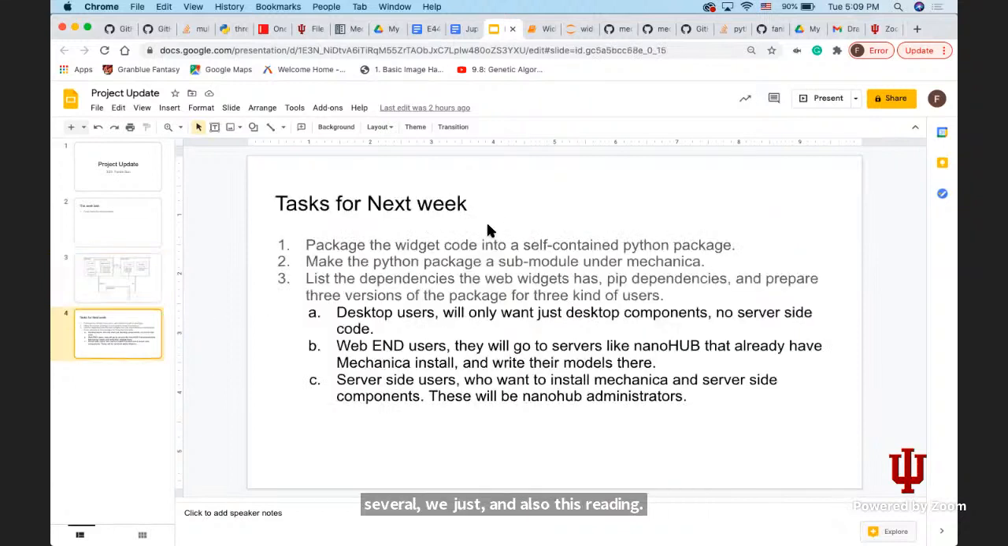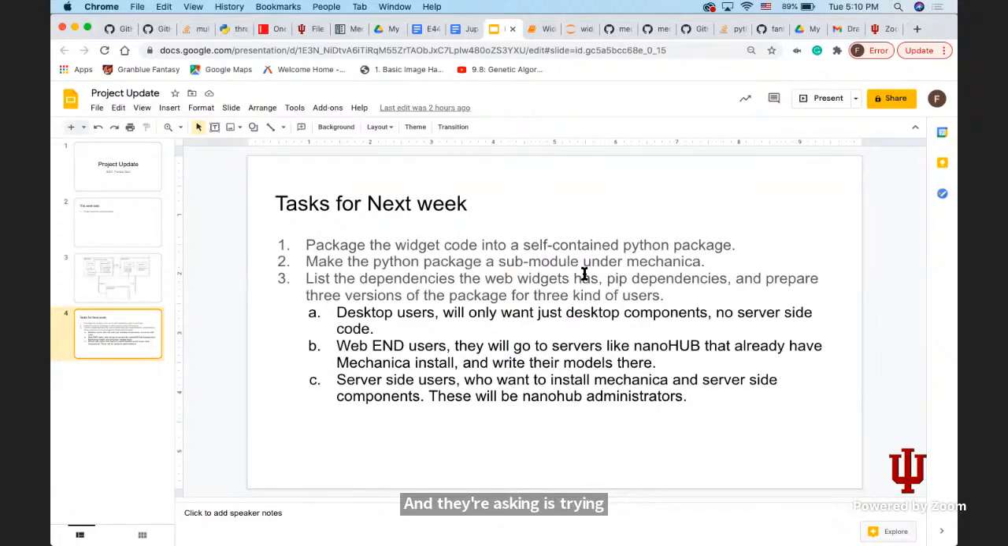So the task for this week is basically concerned about how to package all my code into a self-contained Python package, and also we have to make it packaged inside Mechanica, so the user can only call to install Mechanica and call Mechanica dot Jupyter to call all the functions.